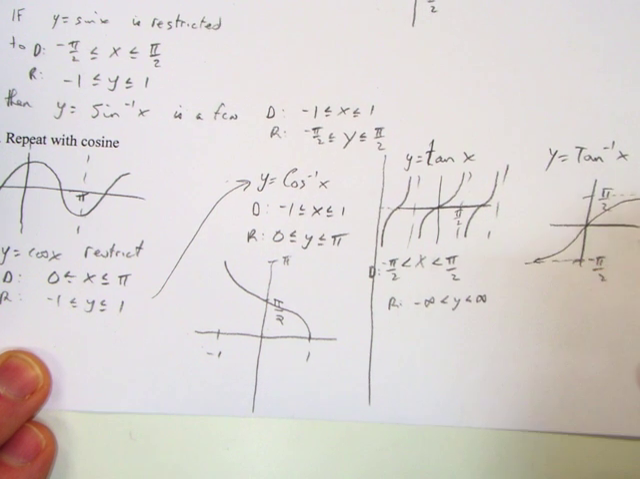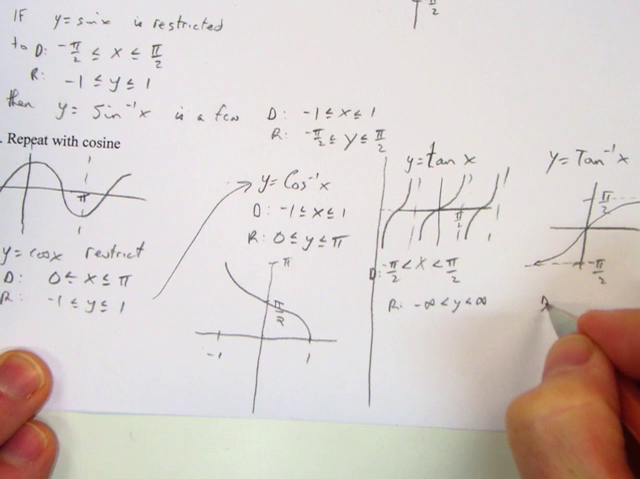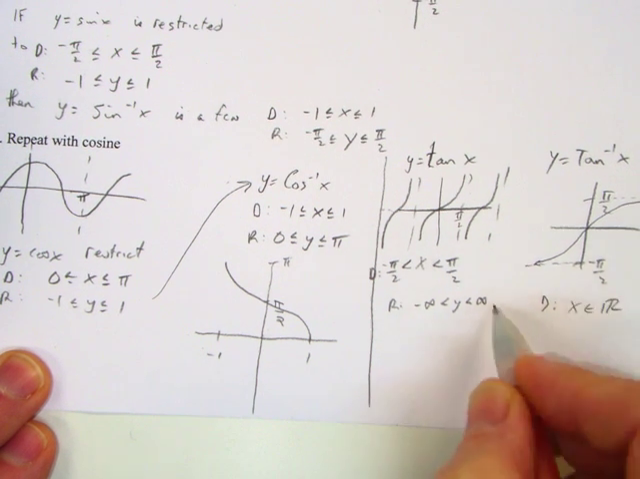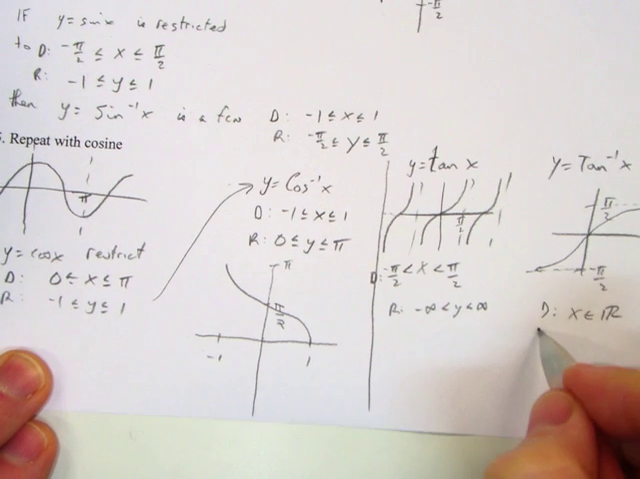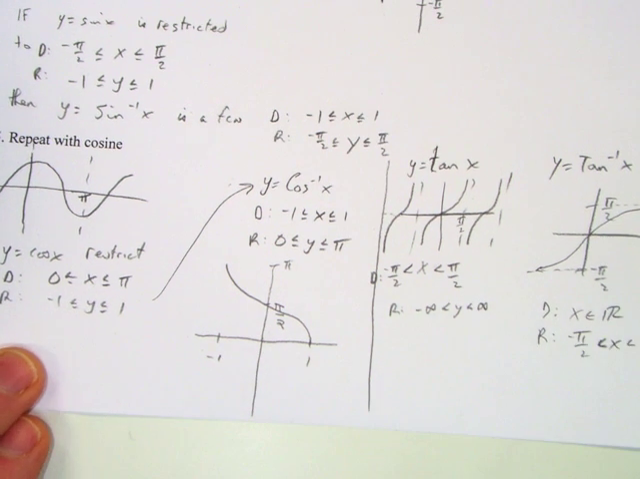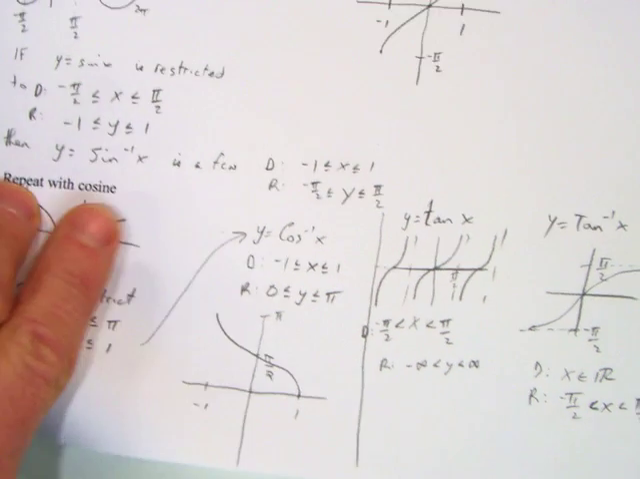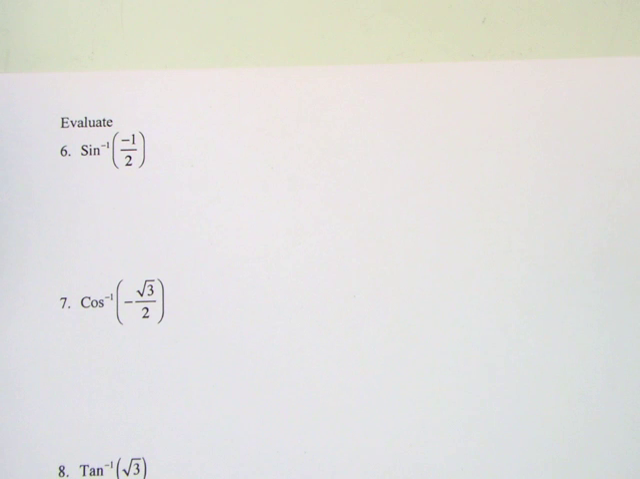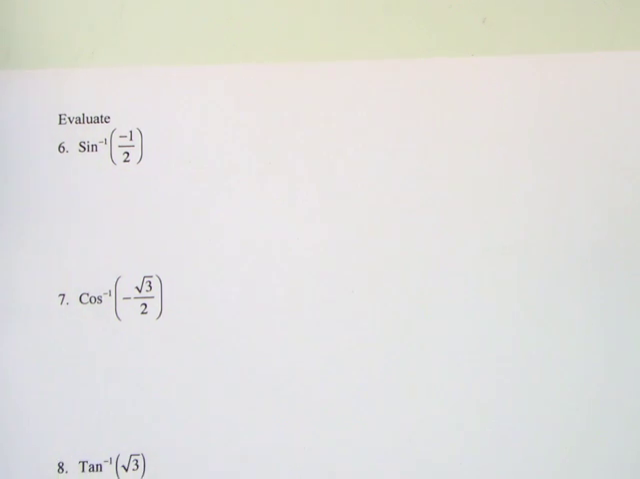All right, so this would have a domain of all real numbers. Remember, those two ways to write are the same. And our range would be from negative pi over 2 to pi over 2. So we need to know these restrictions. You need to know them and know them well. Now let's take a look at the next one. We're going to apply it to these problems here. And let's see how we're going to do this.